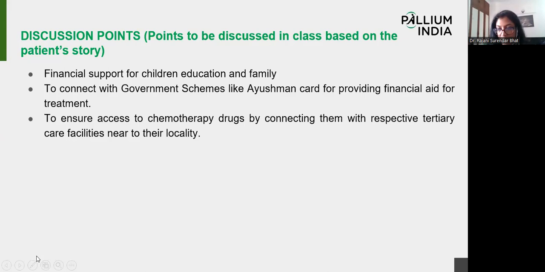Is there any other government scheme, especially for lung cancer? Is there any separate scheme? Like Ayushman is all around for every patient. We don't have separate schemes for lung cancer, unfortunately. There are schemes for tuberculosis, but there are no schemes for cancer. And there are some schemes for occupational lung diseases.